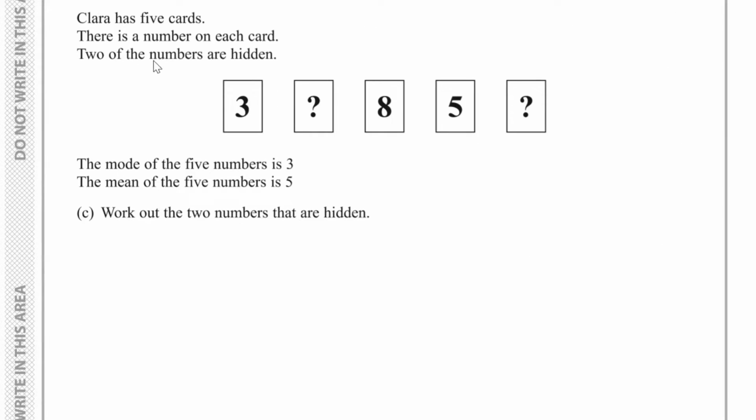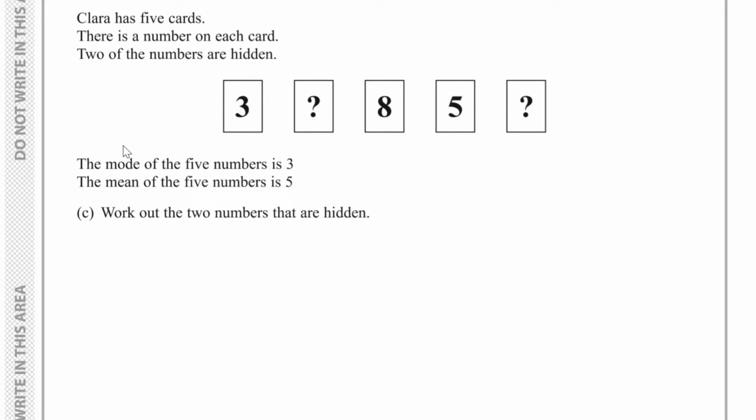For part C of the question, Clara has 5 cards. There is a number on each card. 2 of the numbers are hidden. So we've got so far the numbers 3, 8 and 5, and we've got 2 hidden numbers. The mode of the 5 numbers is 3, and the mean of the 5 numbers is 5. We have to work out the 2 numbers that are hidden.